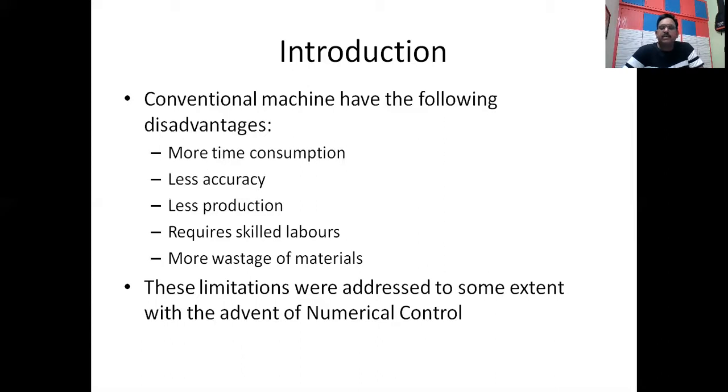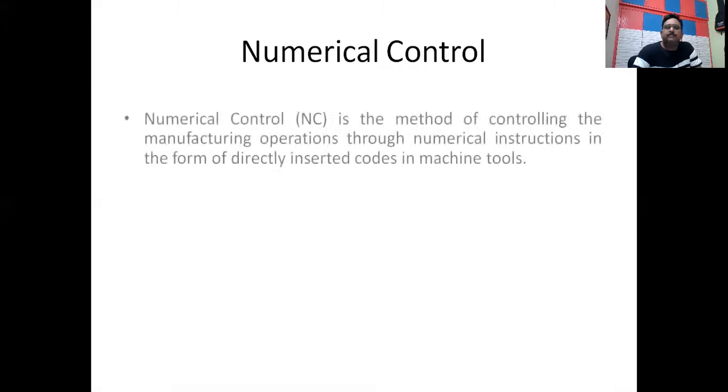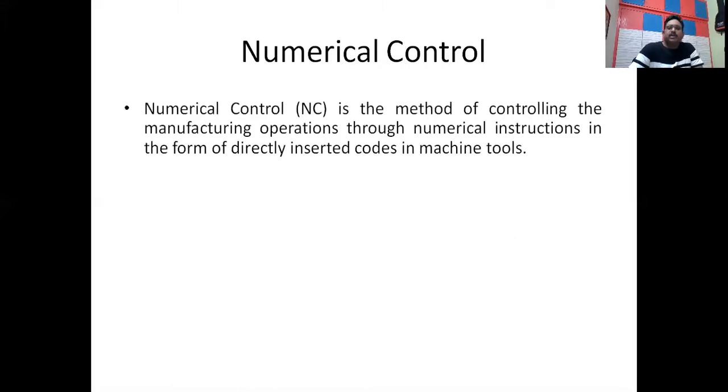So these limitations were addressed to some extent with the advent of numerical control. The advent of numerical control machines is definitely a result of the limitations of the conventional machine. So what is numerical control? The name itself has the word control. Control means it is controlling something. What is it controlling? Maybe it is controlling the manufacturing operations.